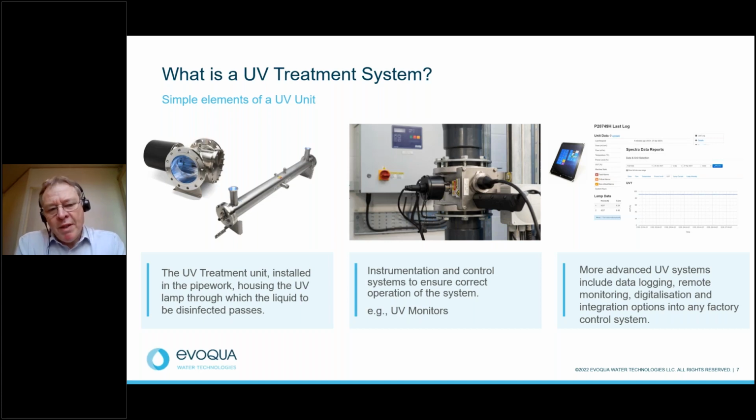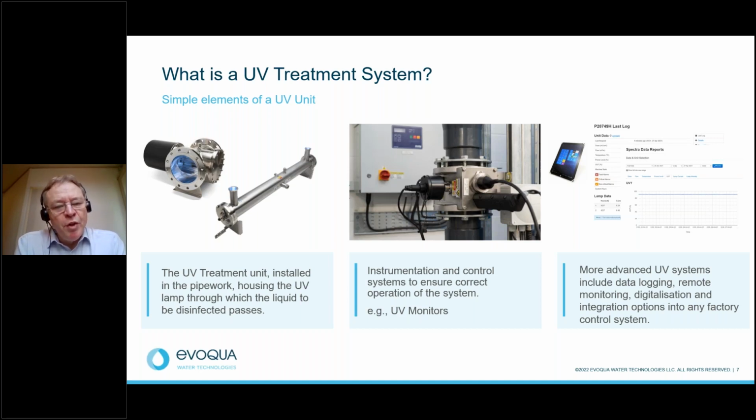Obviously, one of the key parameters for sizing a UV reactor, we talked about the dose before, is the flow itself. Generally speaking, UV reactors themselves would not incorporate any kind of flow measurement, but can easily accept signals from existing flow measurement devices within the factory or somewhere else within the installation.